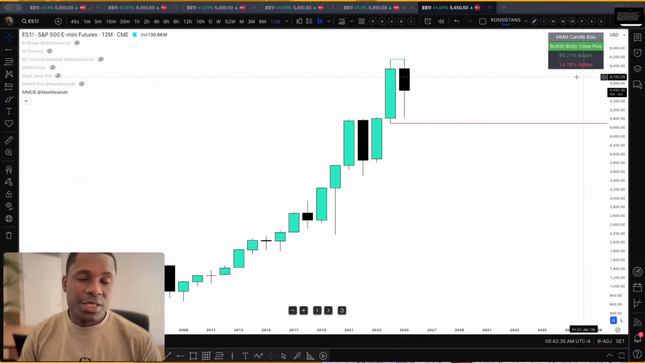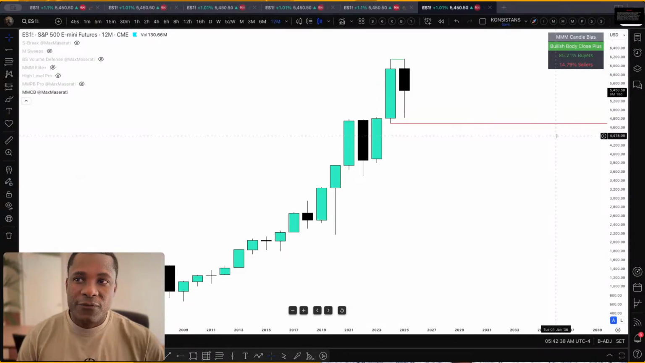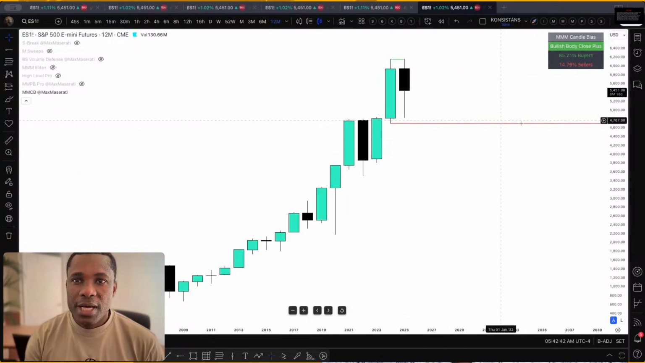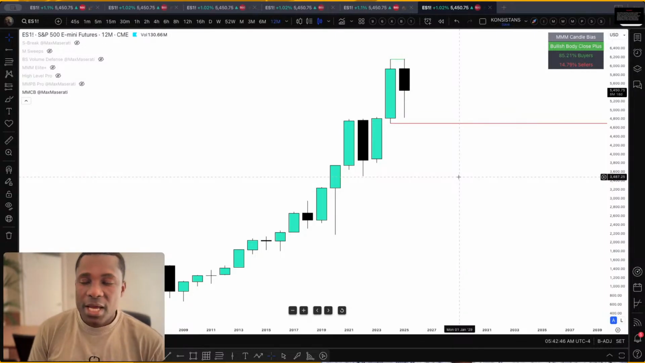So you can use it to know exactly what to expect for the next day. For example, it will have a line on top and a line down. It's a bullish body close or a bearish body close, so you know exactly what you expect. For example, last year, 2024, was a bullish body close.